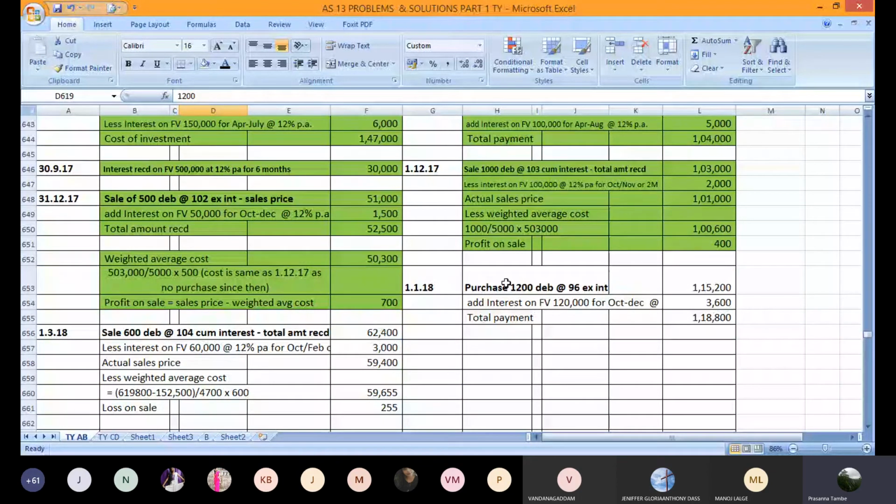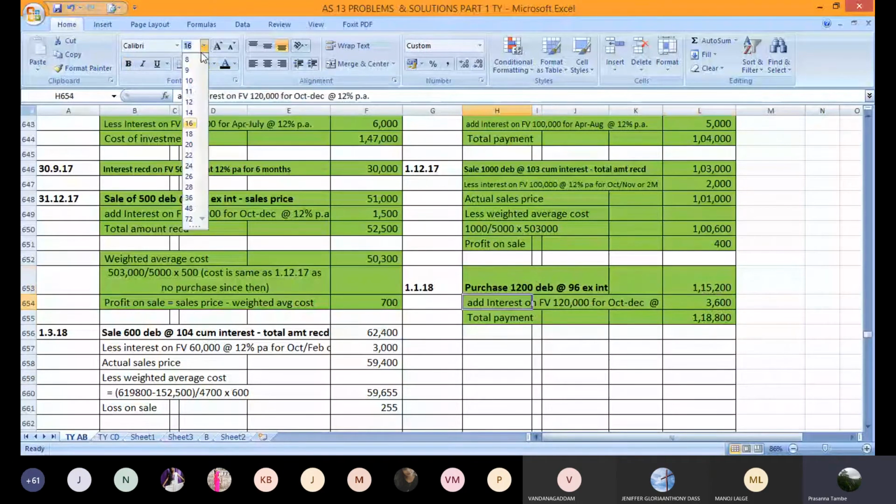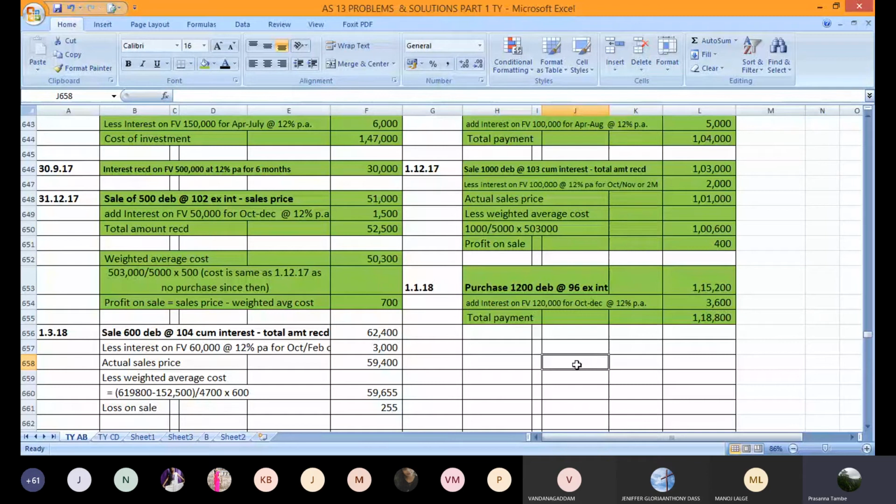Then since this is X interest, we have to see what is the interest to be considered for this transaction. You are purchasing debentures, so you will have to pay the interest. So you will pay the interest from last due date of payment, that is from 1st October till 31st December, because you are executing the transaction on 1st of Jan. So 3 months interest is to be factored in.